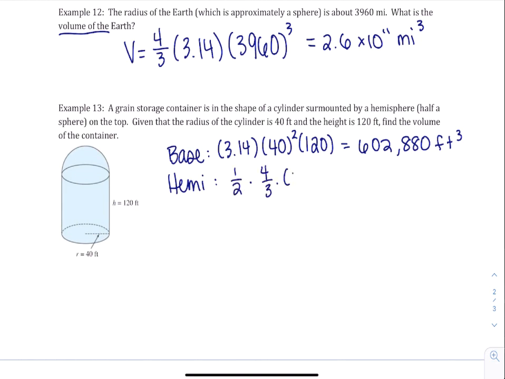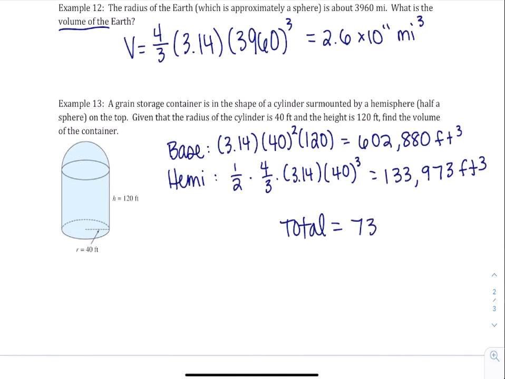And then the hemisphere is going to be half of a sphere. So we do 1/2 times the sphere formula, and the radius is still 40 feet because it's taking that radius from the cylinder. So 1/2 times 4/3 times 3.14 times 40 cubed will evaluate to be 133,973 cubic feet. And so the total, we'll add those together for a grand total of 736,853 cubic feet.